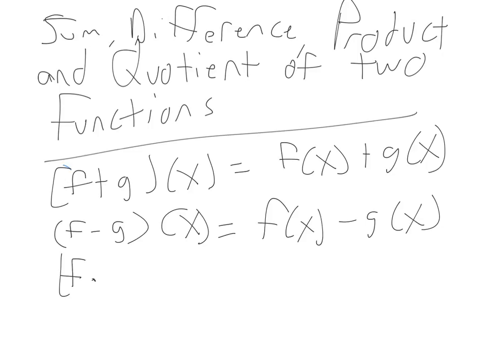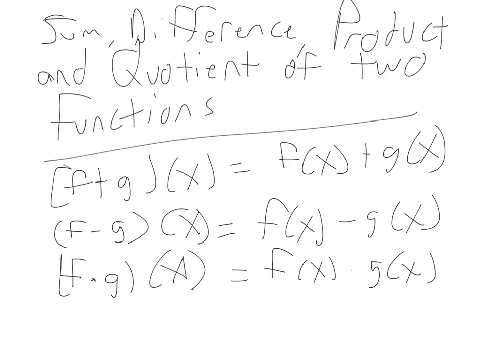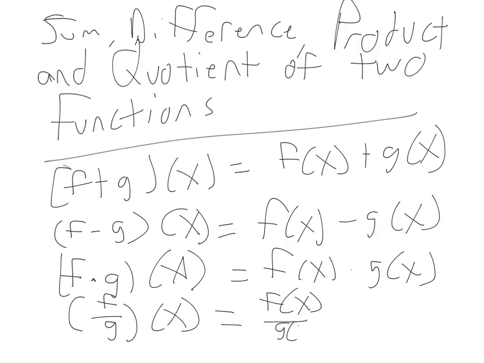If you see f times g of x, that means you're multiplying. And if you see a rational f over g of x, that means you're dividing. Assuming, of course, that the function g is not the constant function, just 0.